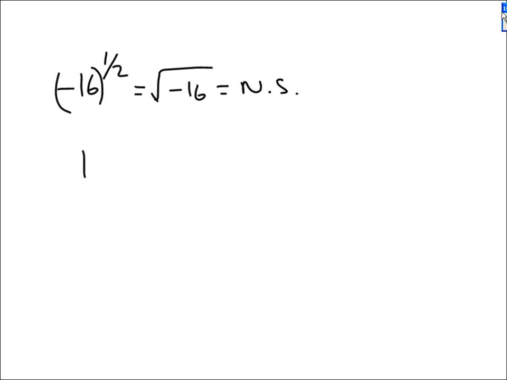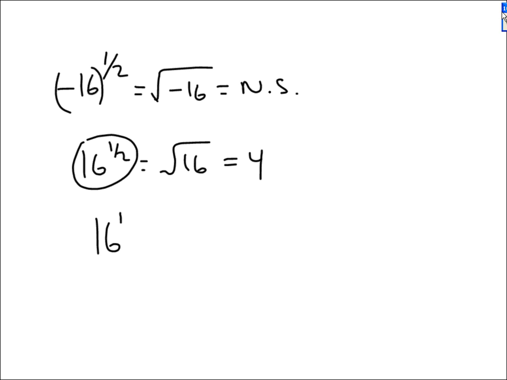Now, I do want to point out one thing. You cannot compute this. You cannot take the square root of a negative number. This is no solution. You can take the square root of 16. It's 4. Now, this here represents a number. Represents 4. How much is this? 4. Somebody puts a negative sign in front of it. It is negative 4. This exponent is only for the base 16.